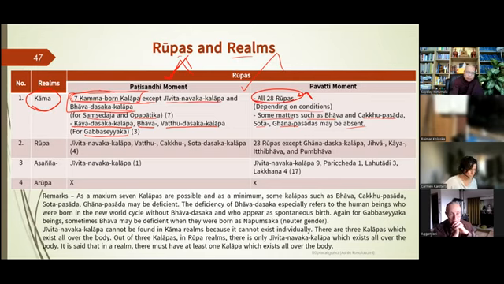You may ask, some people ask me, why do seven karma-born kalapas exist for the devas, while for human beings, the gabbhaseyyaka, there are only three kalapas? It's logical.